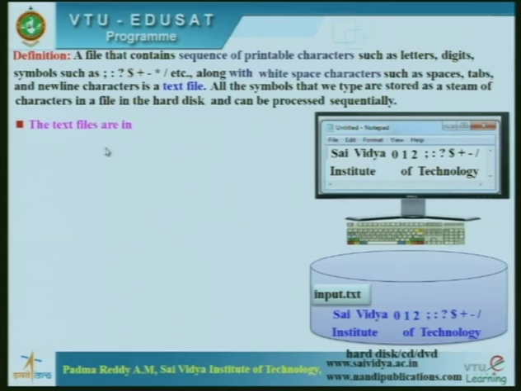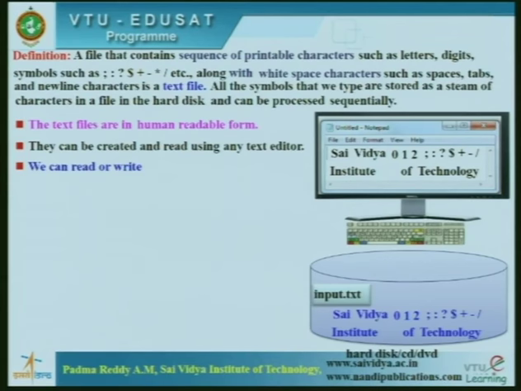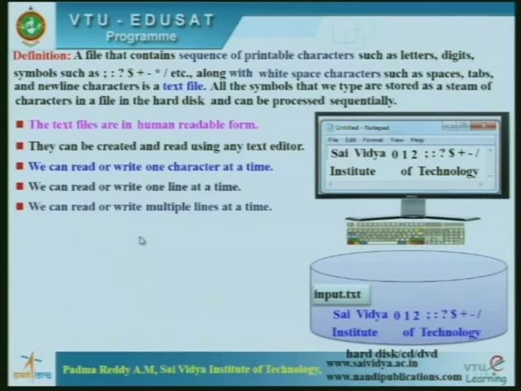So here the text files are normally in human readable form. That is, we can read the file. They can be created and read using any text editor. We can read or write one character at a time. We can read or write one line at a time. We can read or write multiple lines at a time. Now we know what is a text file.